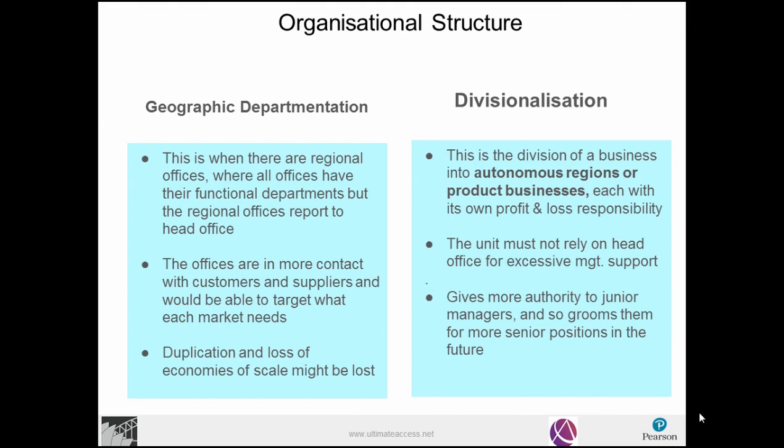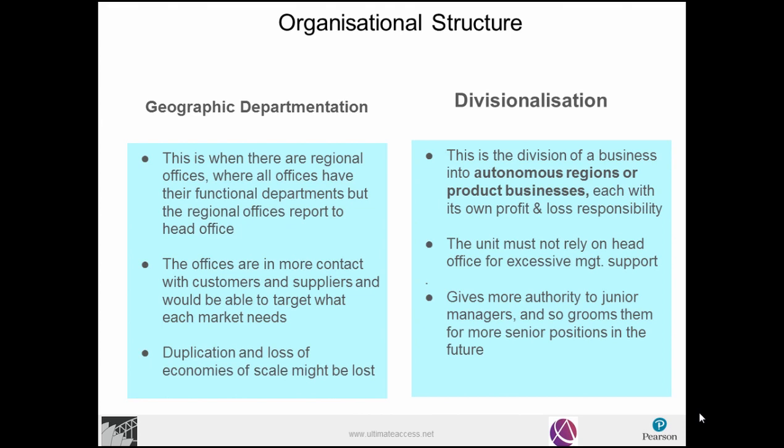Now, duplication and loss of economies of scale might occur, because since you have branches in every region in the country, you will have so many marketing departments, in every region, in every branch. You'd find maybe many accounting departments in different branches. So there's a lot of duplication that occurs.